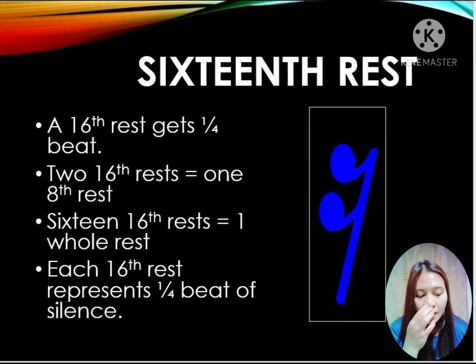The next and the last type of rest is the 16th rest. So a 16th rest gets 1/4 beat. 2 16th rests equal 1 8th rest. 16 16th rests equal 1 whole rest. So each 16th rest represents 1/4 beat of silence, and the symbol for the 16th rest is shown in the picture.